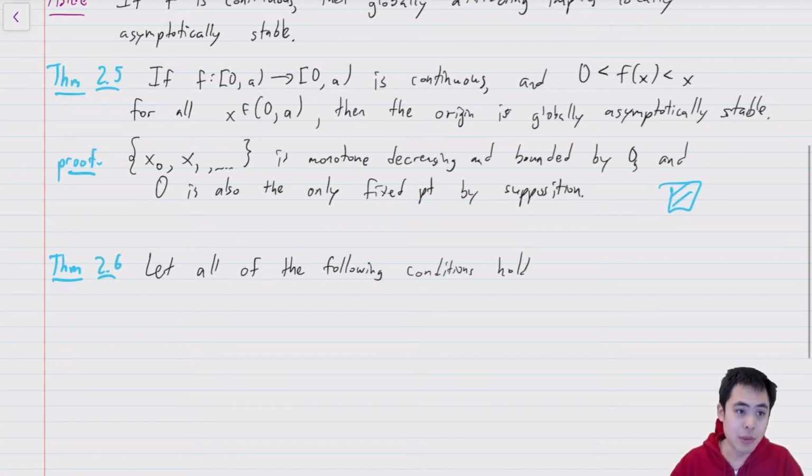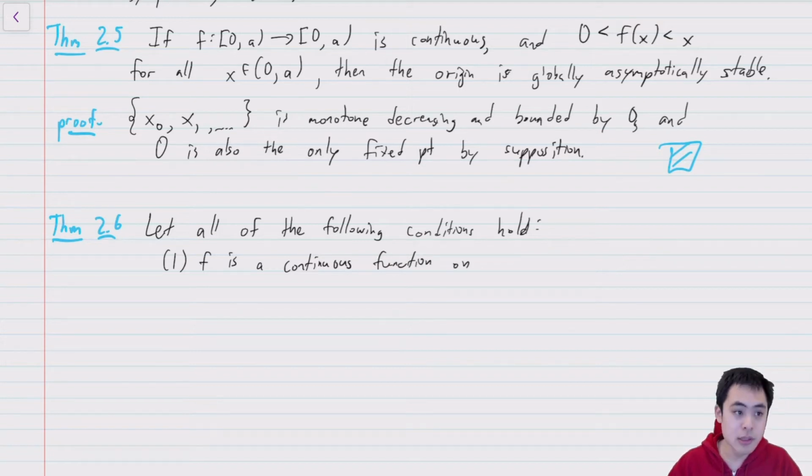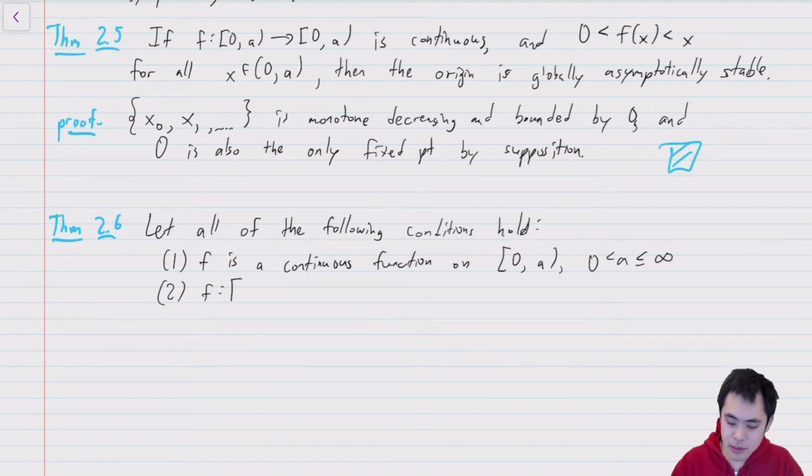And I'm going to number them because we're going to reuse some of these conditions later. So let's say 1, f is a continuous function on 0a, and a is greater than 0 and less than or equal to infinity. 2, f goes from 0a to 0a, and 0 is less than a is less than or equal to infinity, as before.